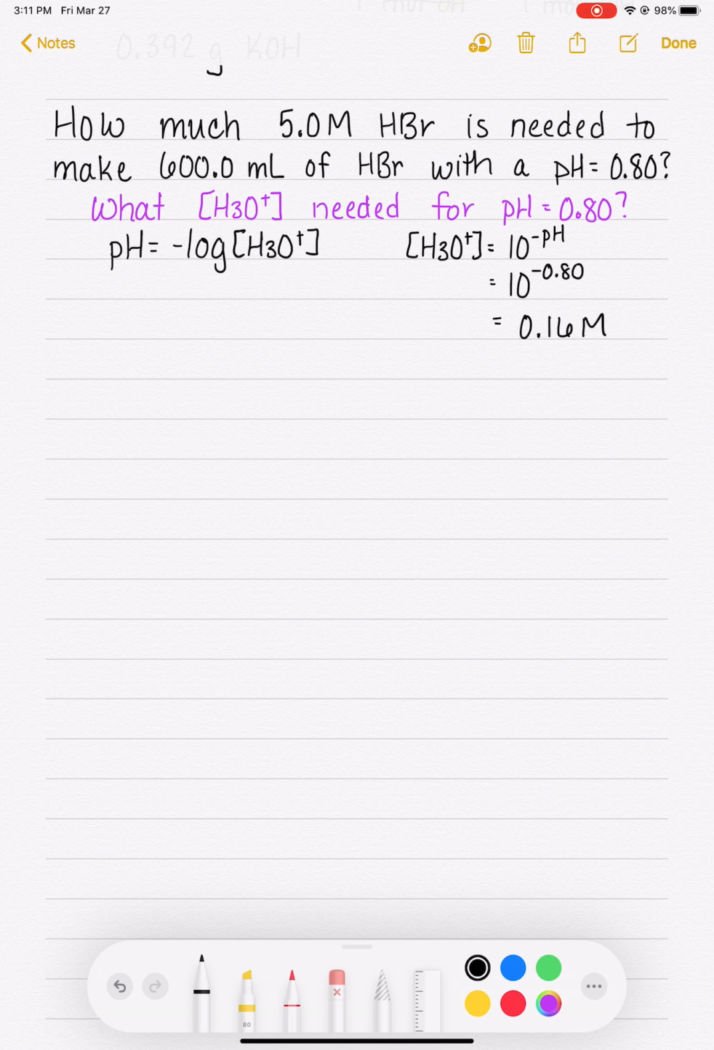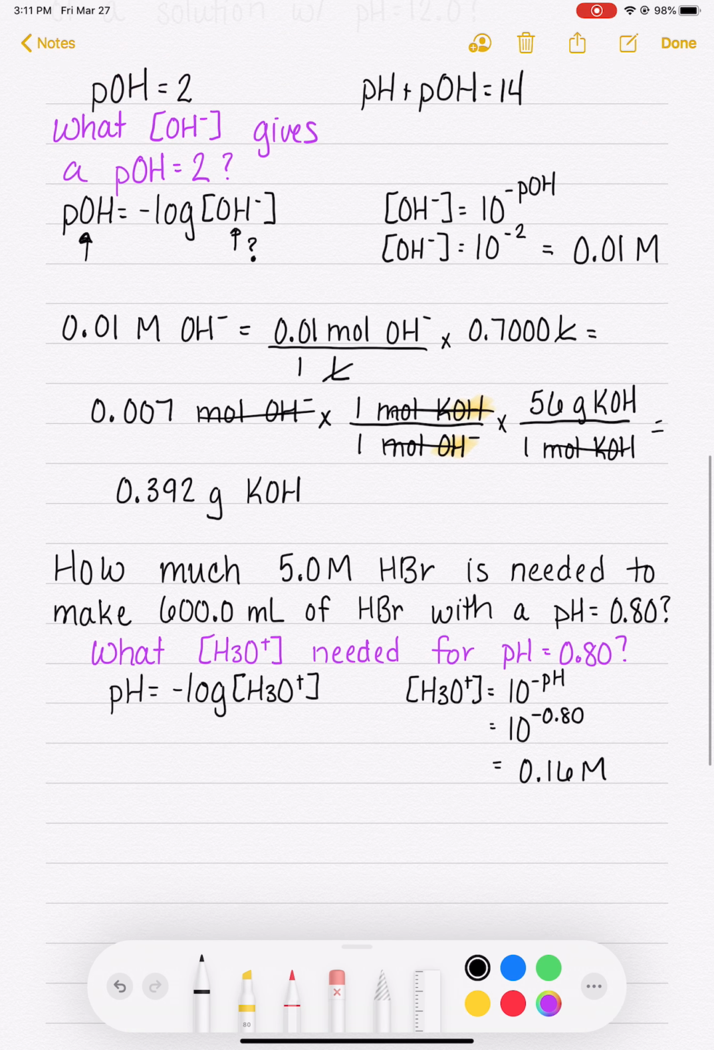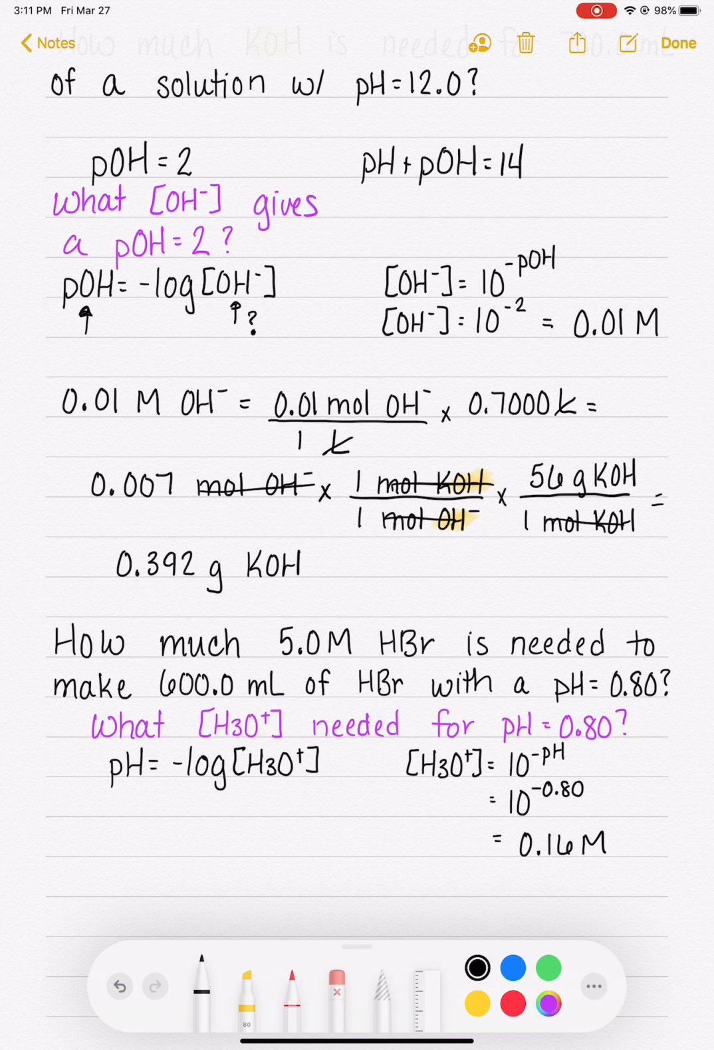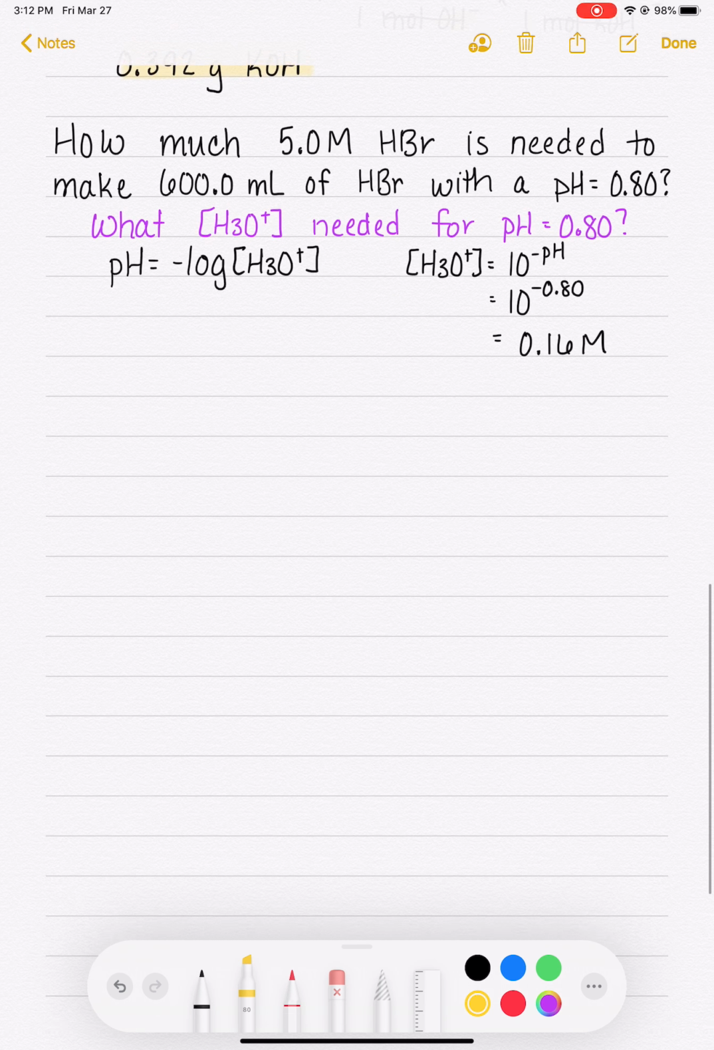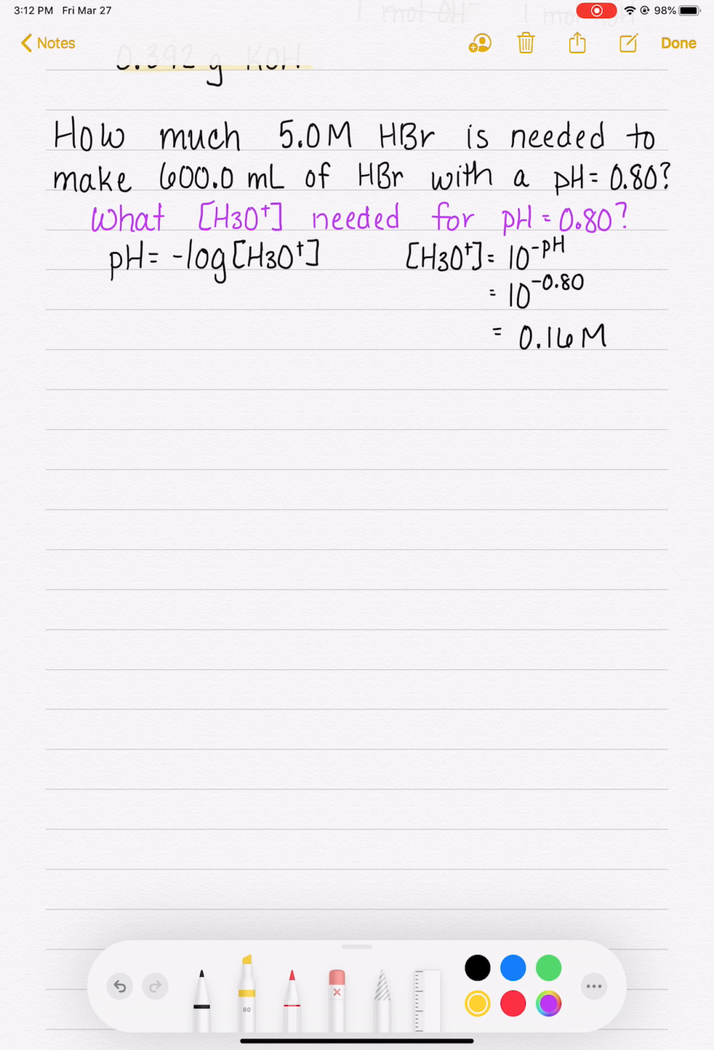Now this is a little different than the KOH problem, because in the KOH problem, once we figured out our desired molarity, we had a particular volume that we were shooting for, and so we calculated what kind of mass of KOH we would need to get to that particular volume. In this problem, it's telling us that we do, again, have a particular volume that we're shooting for, but our supply, our source of HBr is another solution, it's a different solution.